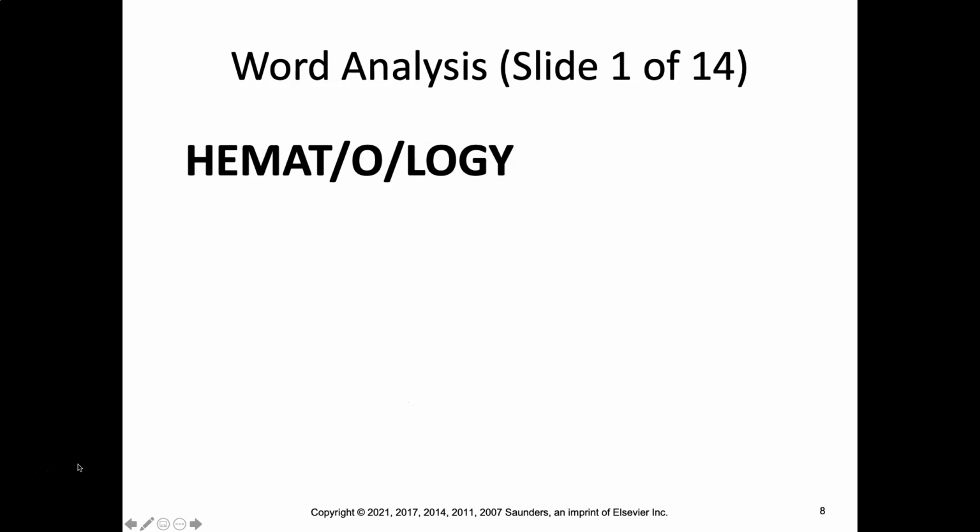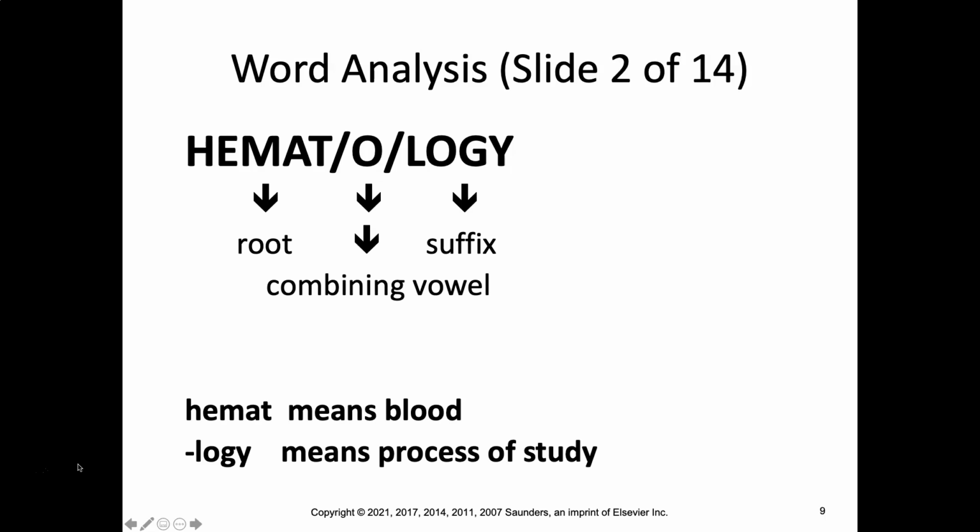All right, so let's talk about how we analyze words and how we figure out their meaning, how we break them down. We're now on page 4 in your textbook. Hematology. Hemat is the root and it means blood. O is the combining vowel, and logi is the suffix. It means the process of study. And we always read back to front. So it's going to be the process of study of blood. So hematology means the process of studying blood, or the study of blood, either one.